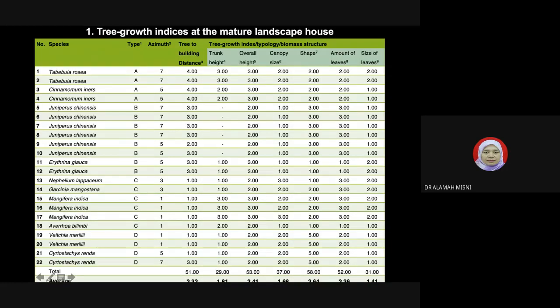Next, this is tree growth in the mature landscape house. This is one example of a house there. I collected and recorded all of the pieces here. I write here and explain their trunk height, overall height, and canopy size. The canopy size can influence the shade they provide under the tree, or whether it touches the building envelopes, along with the shapes of the trees and the amount and size of leaves. I put all the species in code, because it is very hard to put everything in different numbers. So I put them in code.